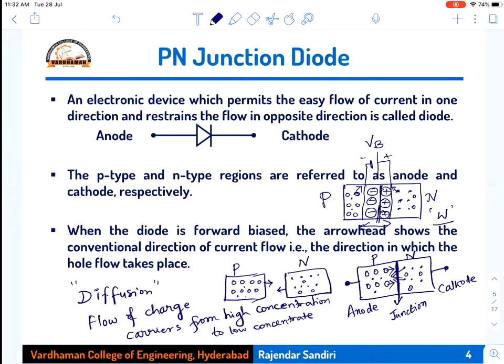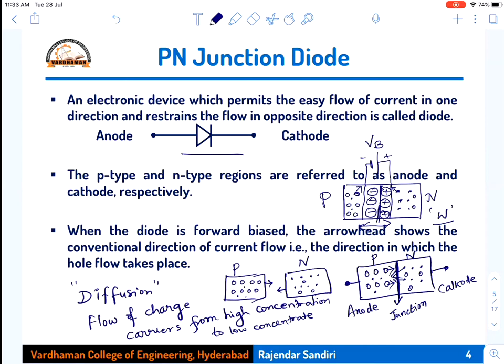Therefore, it stops the process there itself, and there it creates a depletion region with the width of W, and a potential barrier with minus on the P side, plus on the N side, with a potential of VB. Okay, that is the formation of the PN junction diode. The P side we call the anode, the N side we call the cathode. And the symbol of this diode is represented like this, with an arrow and a bar.